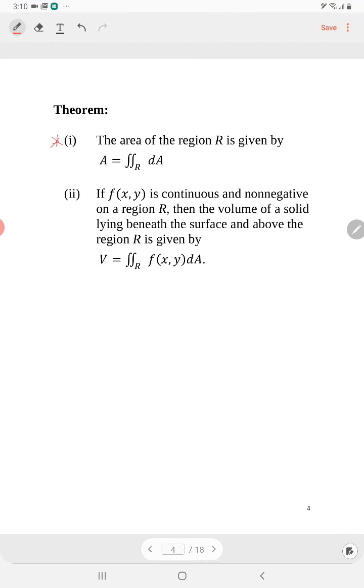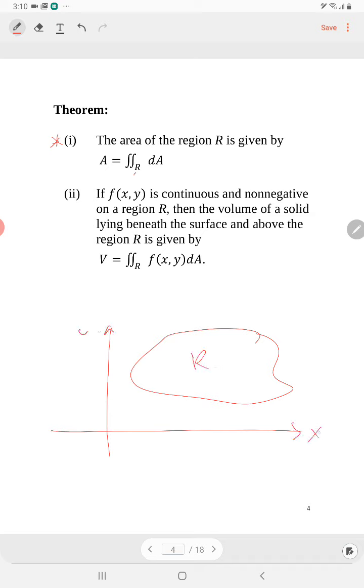So here, theorem, I don't number the theorem, but here the area of region R is given by, so area, usually we use A, it's going to be equal to double integration, and here R would be our region. So let's say this is our region R on an xy plane, and dA here can either be dx dy or dy dx. So that is one formula that you do need to remember. And we can also find volume of a solid using double integral, where f of xy is the height of your column. I'm going to show you how we get this.